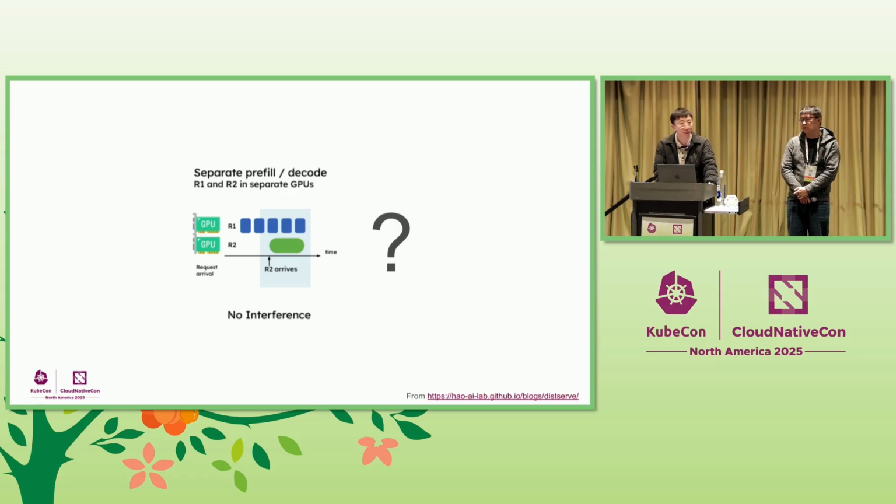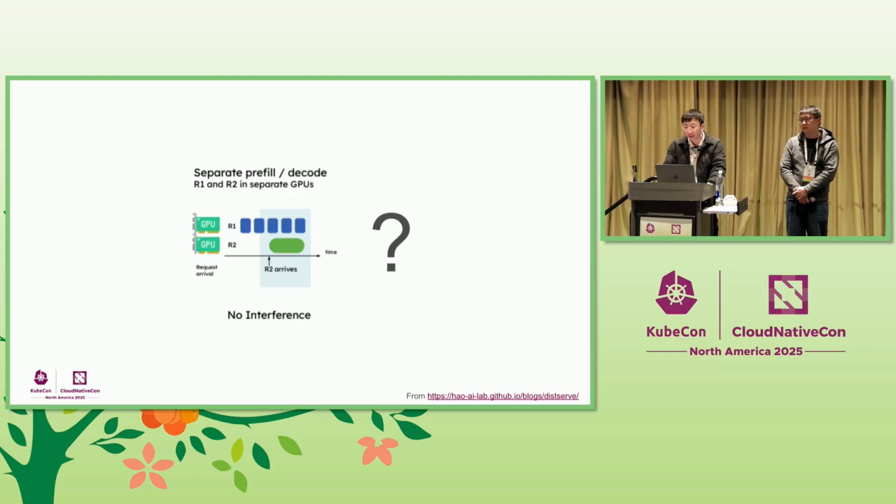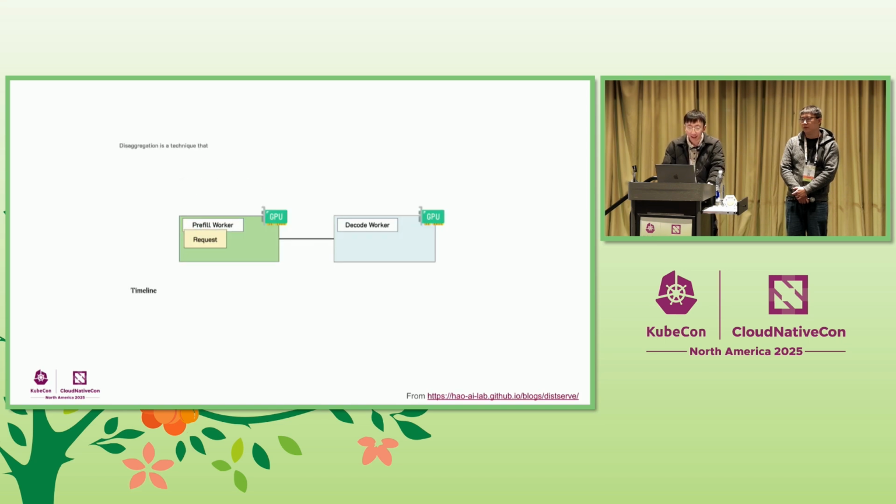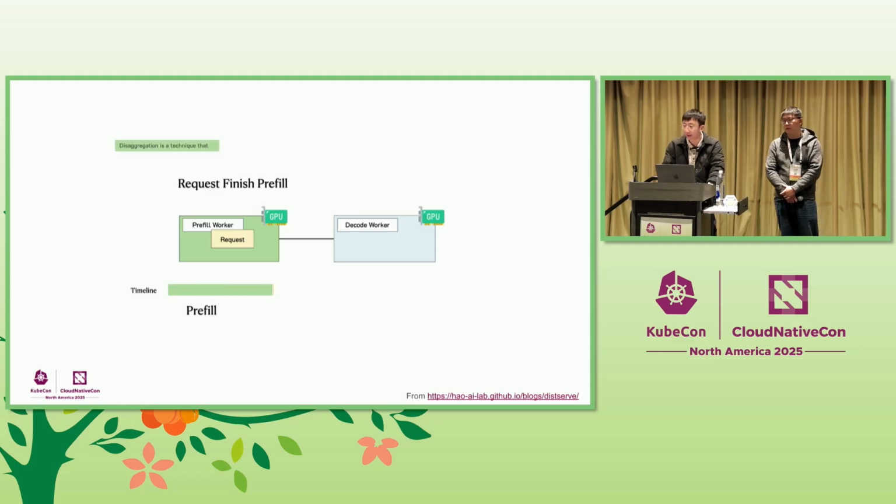So what's the solution? It's simple but powerful. Let's just stop mixing prefill and decode in the same GPU worker. By scheduling them on separate GPU workers, we get no interference at all. The decode worker can perform decode without being interrupted, and when R2 arrives, it gets its own GPUs to do its prefill task and calculate the KV cache. And both requests can meet their SLOs. And this is the core idea of prefill-decode disaggregation.